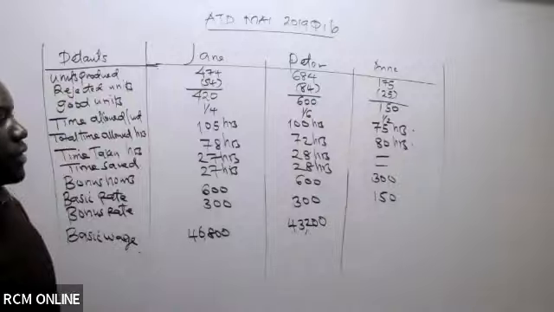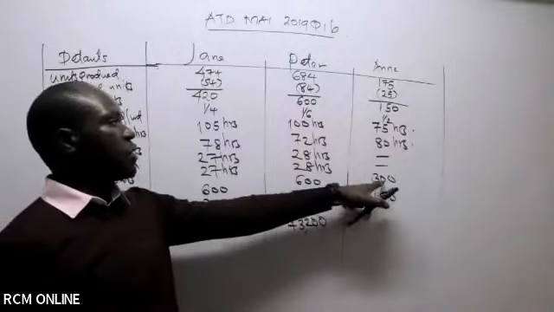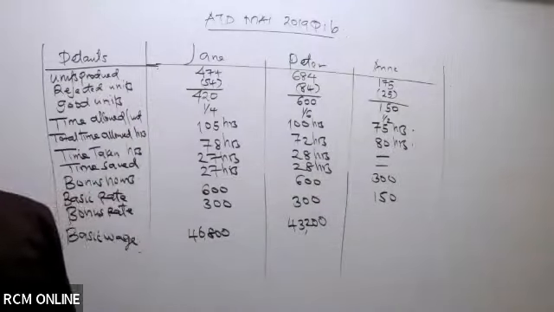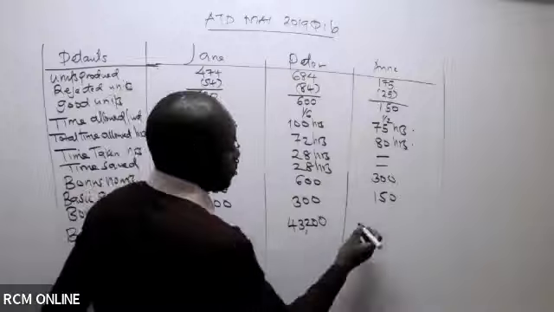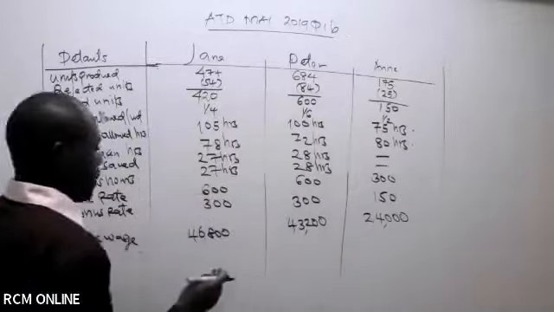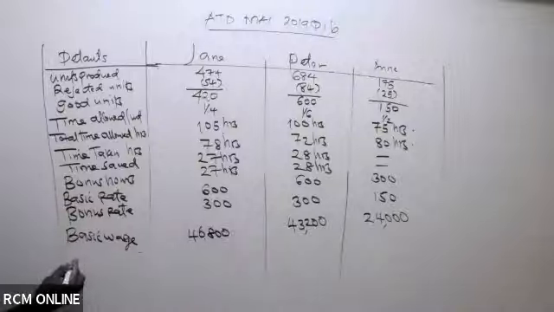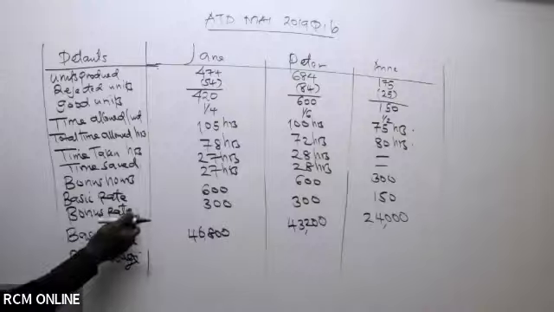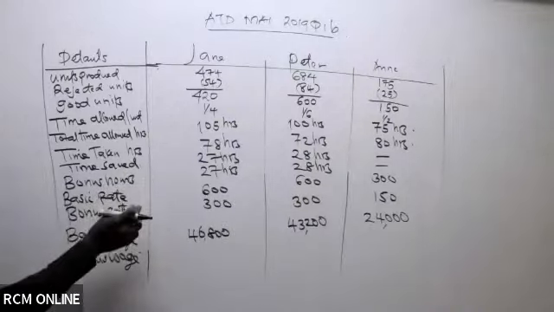Then we take the last one, 300 by 80. 300 multiplied by 80 is 24,000. That is the basic wage. So let's go to bonus wage. For bonus wage, we take bonus hours multiplied by bonus rate.